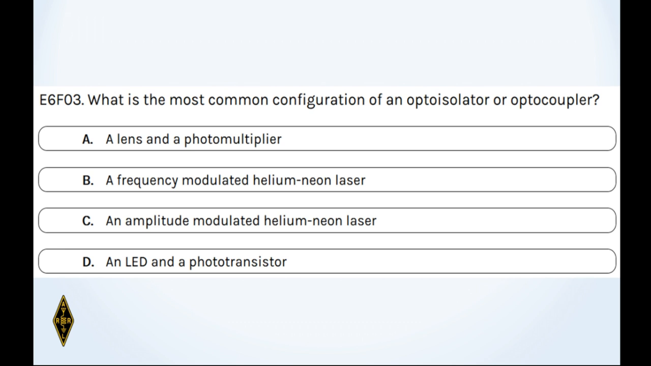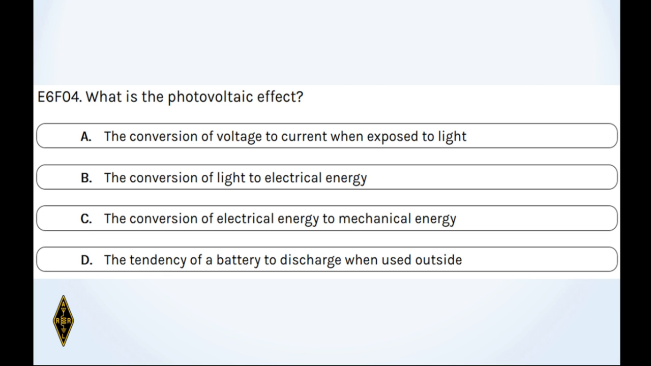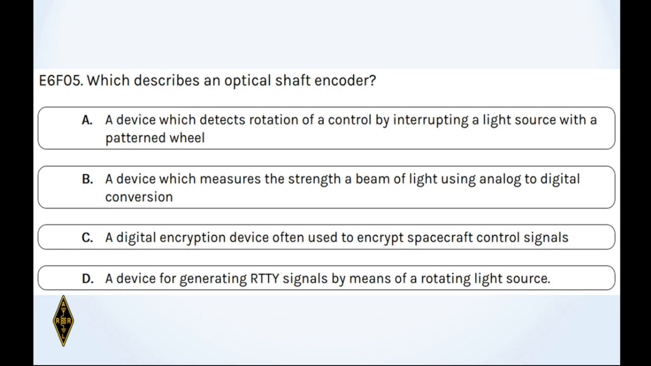And what is the most common configuration of an optoisolator or optocoupler? There's an LED that is illuminated by an input signal and a phototransistor to read that over a barrier so that the input and output side of it are isolated from one another by the light. And what is the photovoltaic effect? The conversion of light to electrical energy. And which describes an optical shaft encoder? You have to have a patterned wheel, and you can use it to detect rotation.